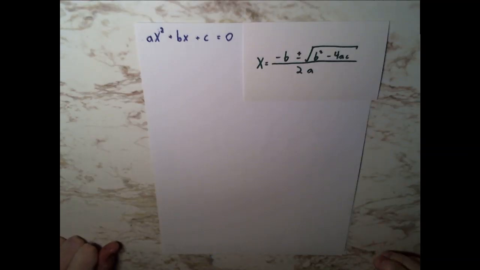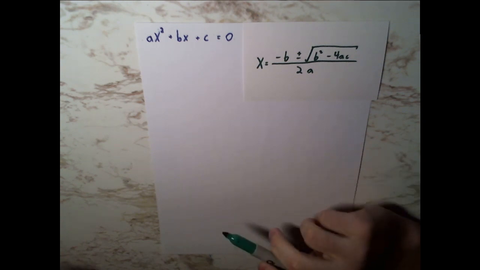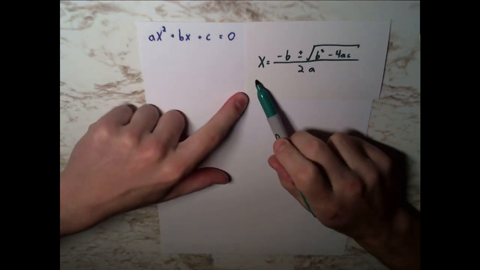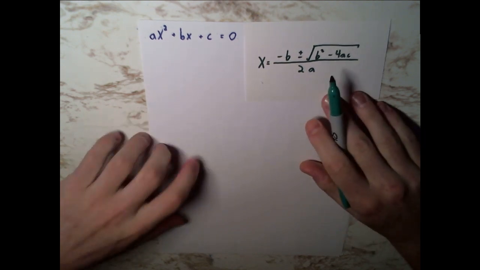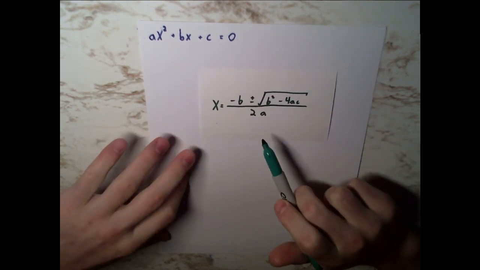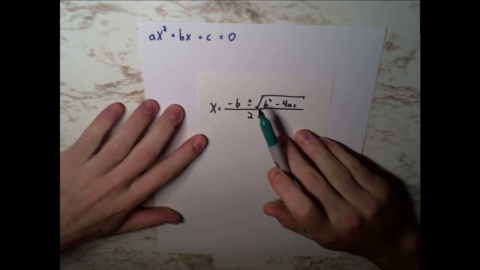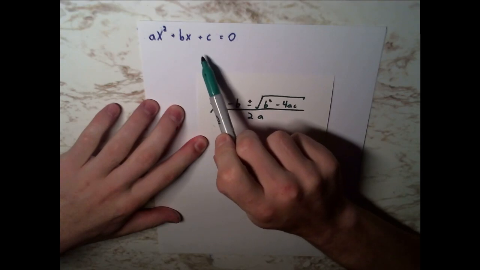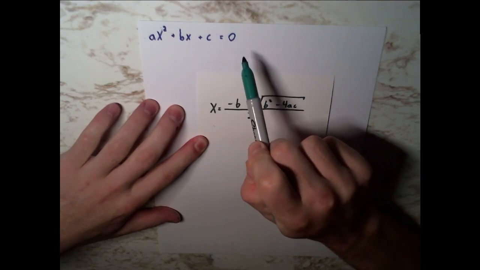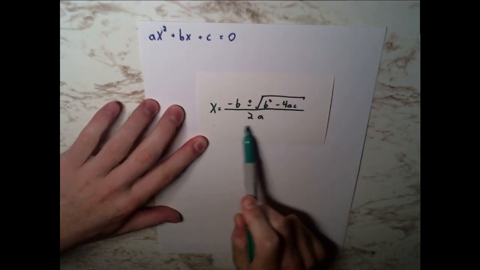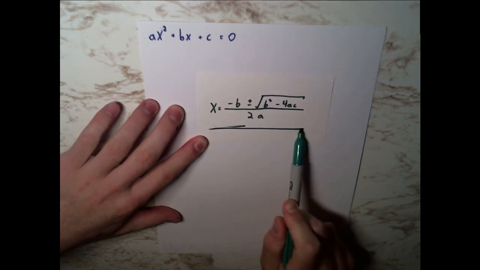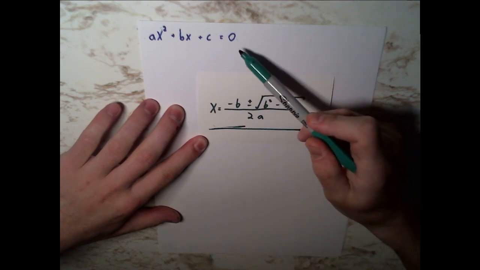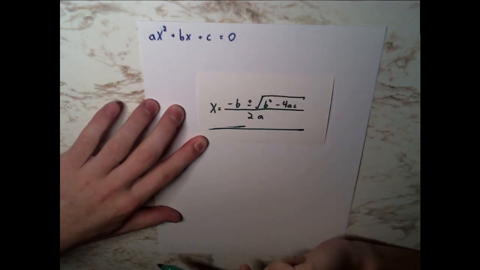Okay, today we're going to derive the quadratic formula. So this is the quadratic formula right here, and pretty much what this does is it allows you to take a quadratic equation, ax squared plus bx plus c equals 0, and then you plug in your a's, b's, and c's into this formula right here, and it will give you the zeros of your quadratic.